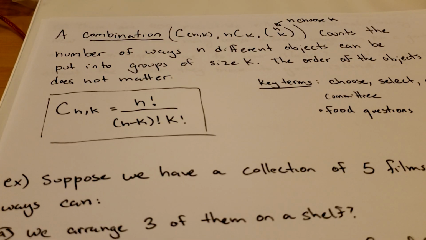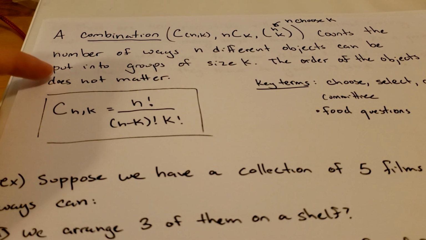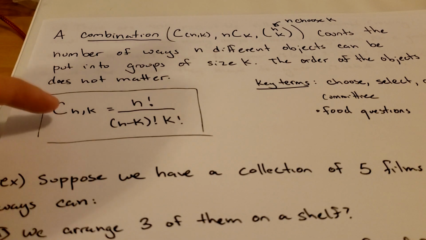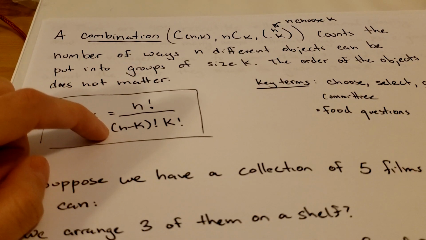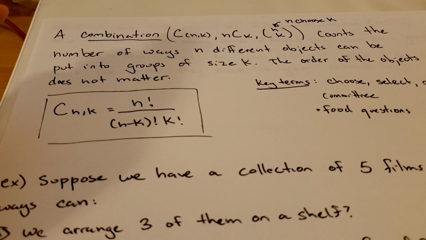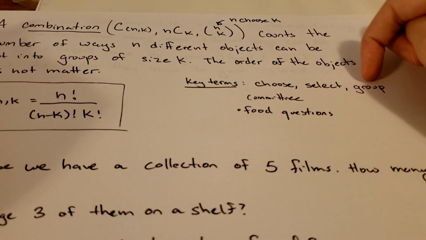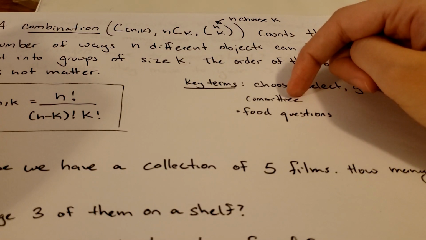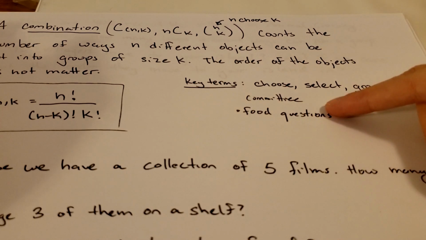And what a combination does is it counts the number of ways n different objects can be put into groups of size k. The order of the objects in the groups doesn't matter. The formula we have for a combination here is n factorial divided by n minus k factorial times k factorial. Key terms you would look for in word problems are things like choose, select, group, problems about committees, also sometimes problems about food, unless they give you something else to indicate that order is important in the question.